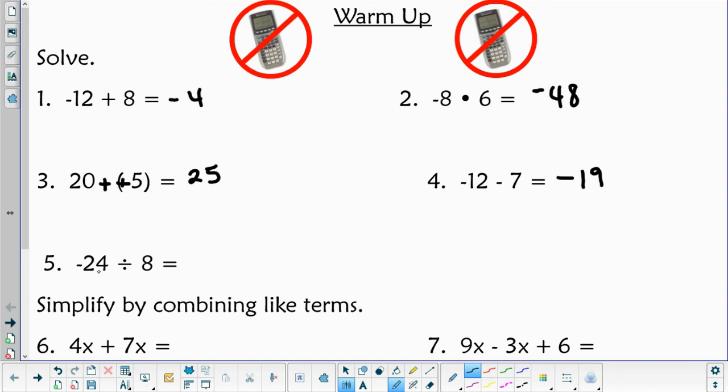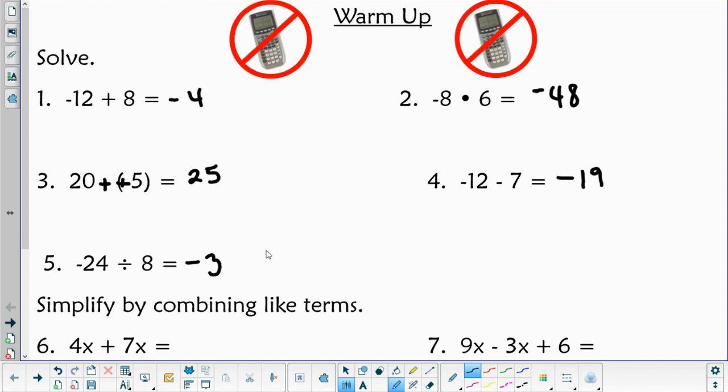Okay. Number 5 is a division problem. So in this one, we have a negative divided by a positive. If our signs are different, it's going to be negative. If the signs are the same, they're going to be positive. So 24 divided by 8, that means how many times 8 go into 24? Well, you can count up by 8: 8, 16, 24. That's 3 times.